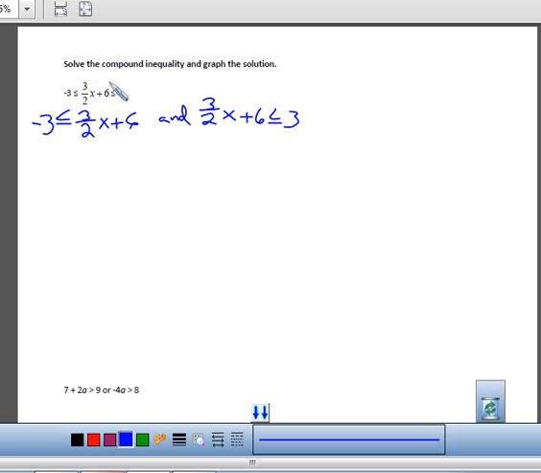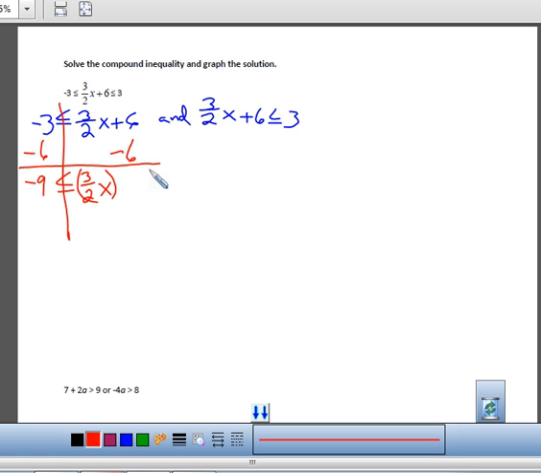You'll notice what I had to do is, the first one, I took everything from the inequality on the right over, and then the second one, I had to take everything from here over, going that way. So that's how you split up a compound inequality that is AND. Now I need to solve them. I'm going to subtract 6 from both sides, and I get negative 9 is less than or equal to 3 over 2x.